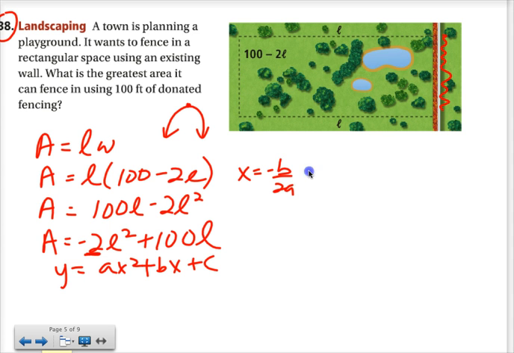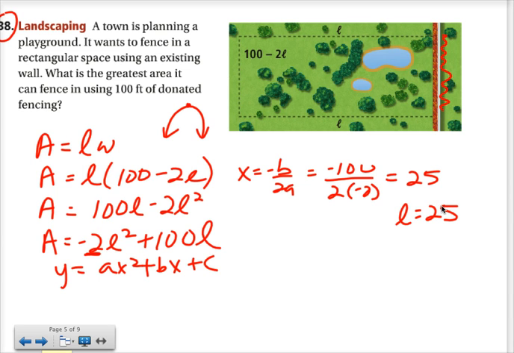Our b value is 100, so it will be a negative 100 over 2 times our a value here, which is a negative 2. So negative and a negative are going to make that positive. 100 divided by 4 is going to give us 25. So that tells us our L value here is 25.